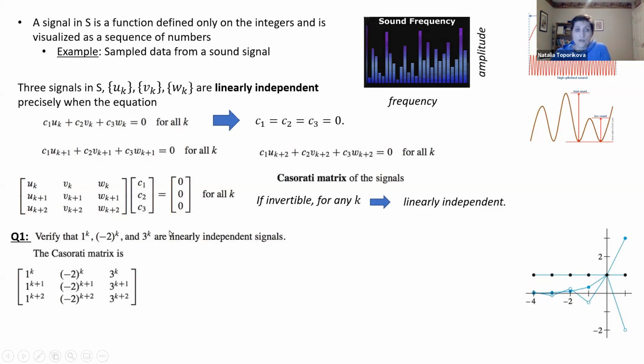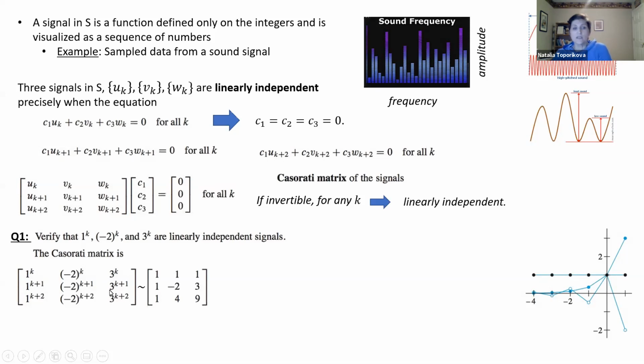Okay, so let's write down our Casorati matrix for this system. We take our first signal, 1 to the power k, and write it down for 3 steps: k, k plus 1, and k plus 2. And again, we organize it as a column. We repeat for our second signal, -2 to the power k. Again, we just put the multiple indices in the column, and the same for 3 to the power k. So basically, if this matrix is invertible for any k, we can conclude that our signals are linearly independent.